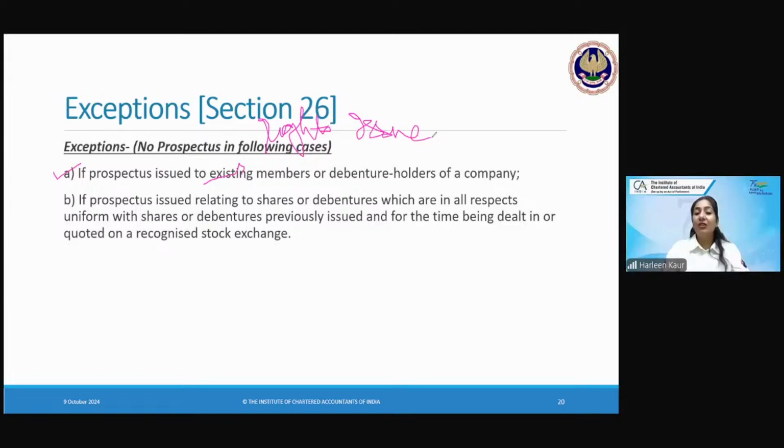You are already giving the shares. Your existing members already know about the company. Why do you need to tell them again about the company? They have already taken up the shares in your company. They're already well aware how the company is running. They know about the financial position of the company.